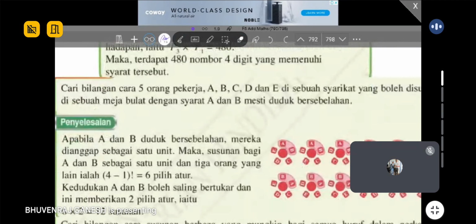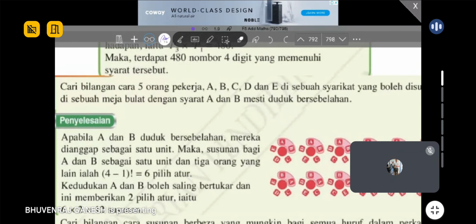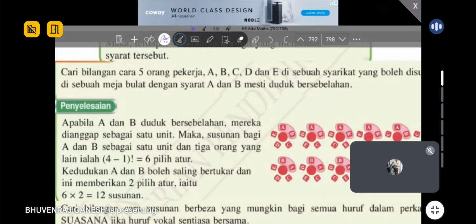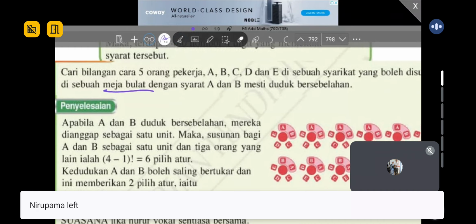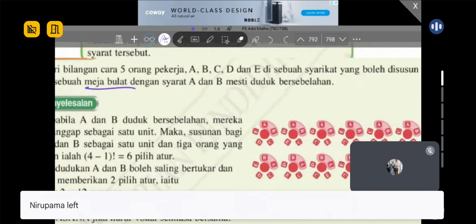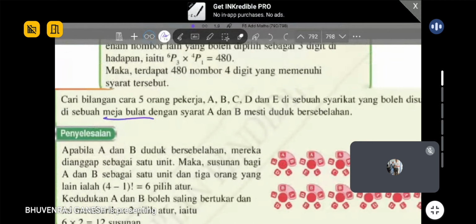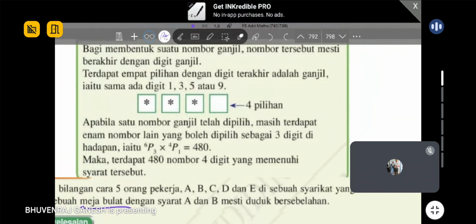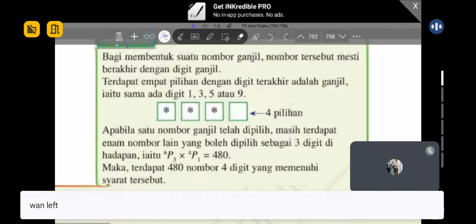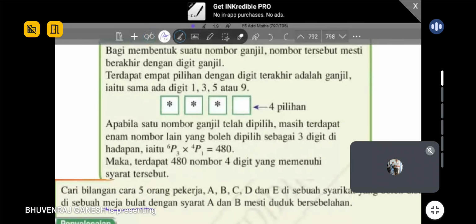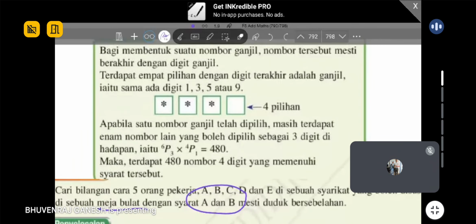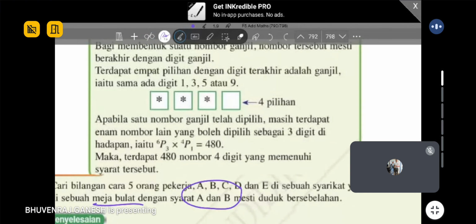Okay, so now again they are going to arrange in a round table, meja bulat. So the question is, you have 5 orang pekerja. You want to arrange them in a meja bulat. And they say that A and B must sit side by side. Kena duduk bersebelahan. So how many ways can I arrange? Berapa cara saya boleh susun?